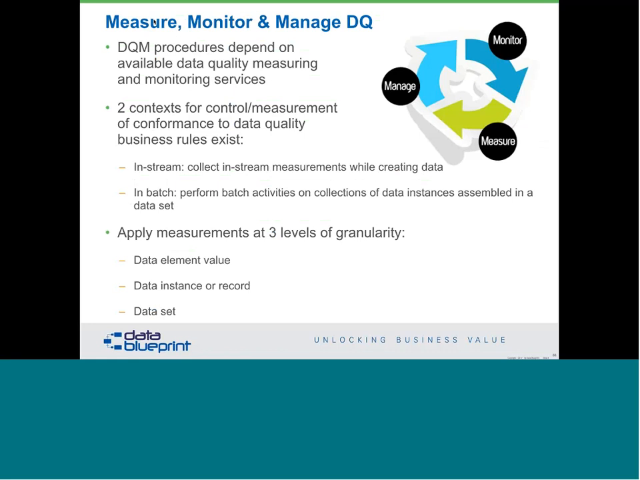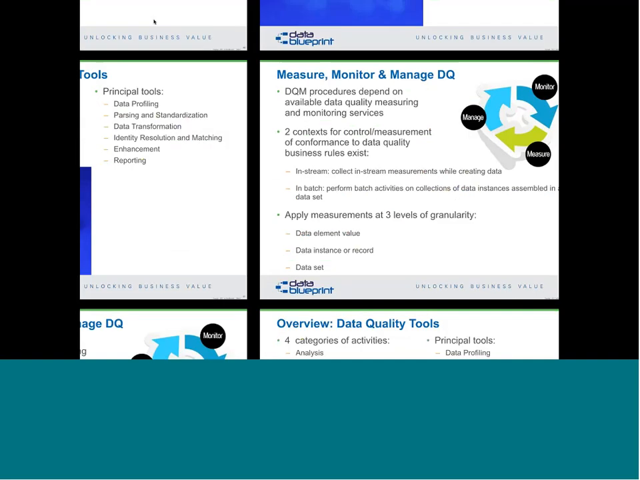Once you have the ability to measure, monitor, and manage these data quality pieces, you can now start to look at batch or in-stream collections and look at specific granularities. Again, are we looking at this at the data element value? Are we looking at the data record? Or are we looking at the data set side? All of these are critical and help you to scope the specific data quality engineering tasks that you're facing in this.